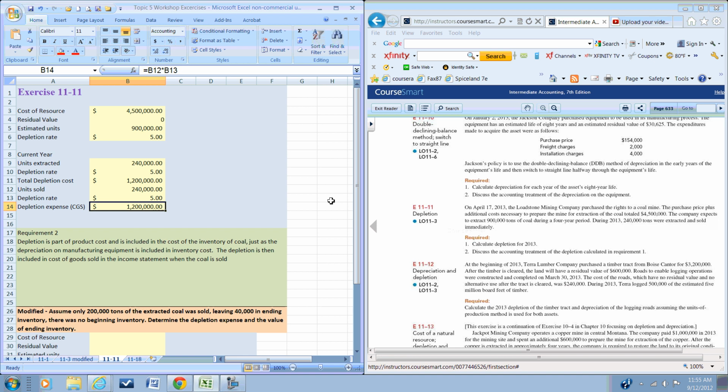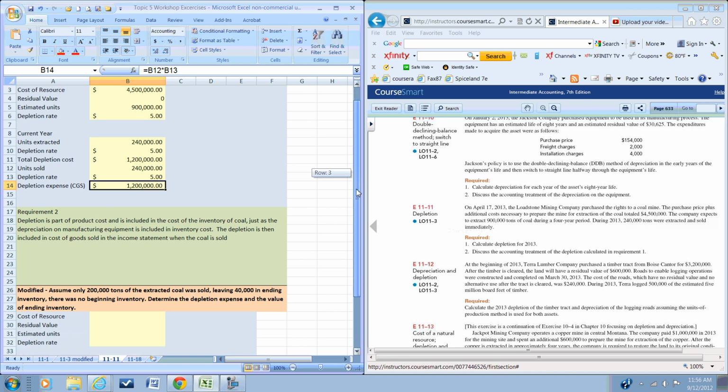So we place this in cost of goods sold because the depletion is part of the product cost. If we have an operating asset that manufactures a product, it would be proper to include that depreciation expense in the cost of goods sold. If we have equipment that is used in the selling or administration of a business, then as opposed to putting the depreciation expense in cost of goods sold, that would be placed in operating expenses.